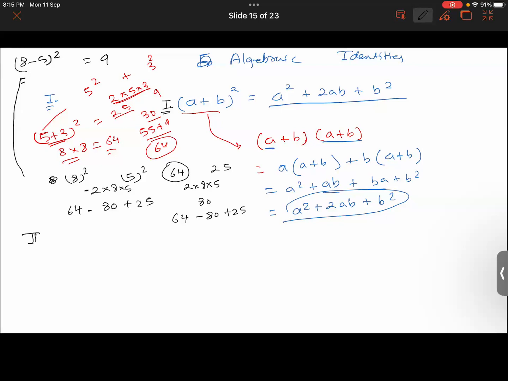64 minus 80 is... 64 minus 80. Quickly tell me. That is 24. What are you saying? That is 16 now, minus 16 in fact. Minus 16 plus 25 gives you how much? 9. Obviously 9. So in that way also you are getting the same 9 now.